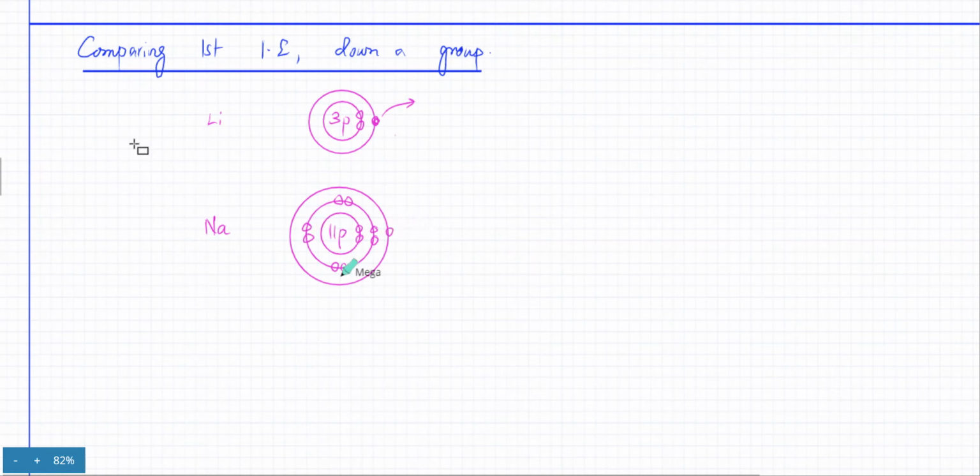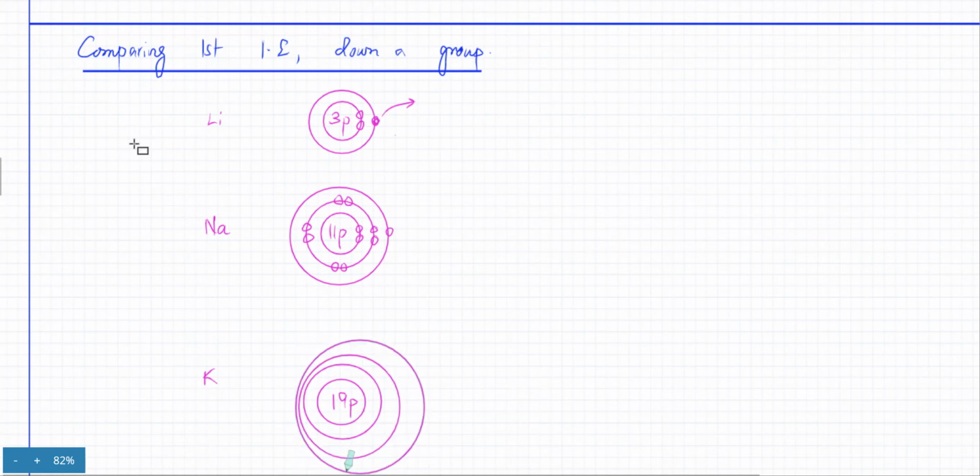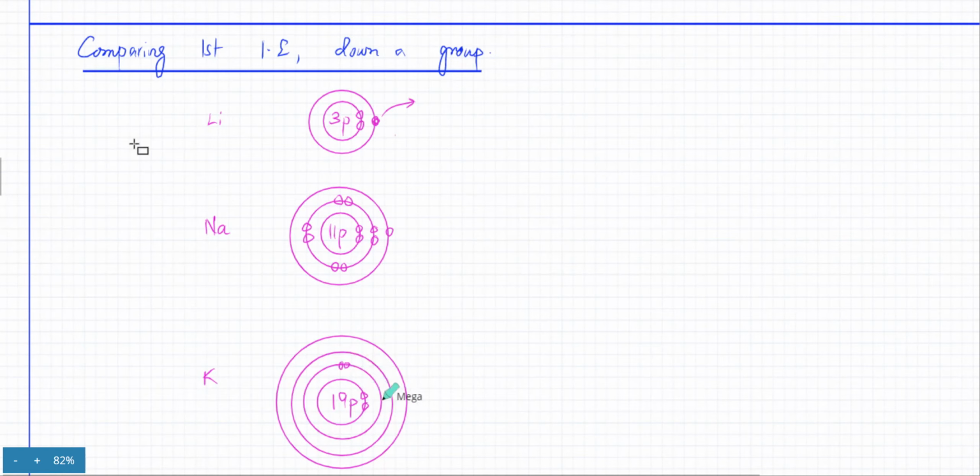And as you go further below in group 1, you'll meet potassium. Potassium has a total of 19 electrons, so there are 19 protons, and its electronic configuration is 2, 8, 8, 1. So we're moving down a group.